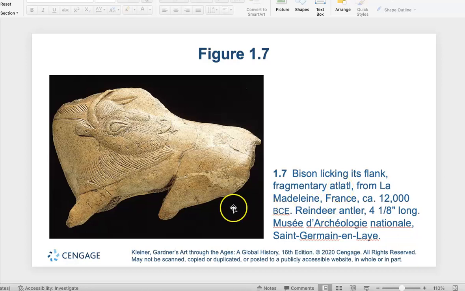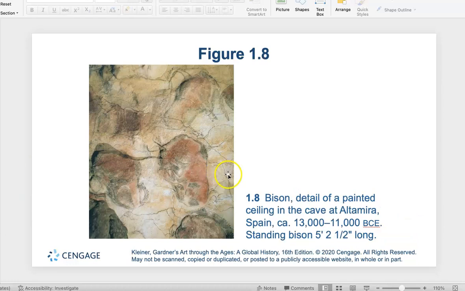It's a little device that you hold in your hand, and that makes it easier for a person to throw a spear straight and hopefully reach its target. But this thing is in the shape, again, of a bison. I'm telling you, they were crazy about these bison. There's more bison. Detail of a painted ceiling in the cave at Altamira, Spain, 13,000 to 11,000 BCE.